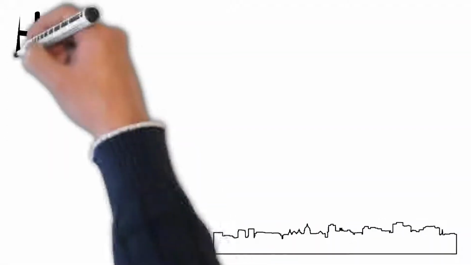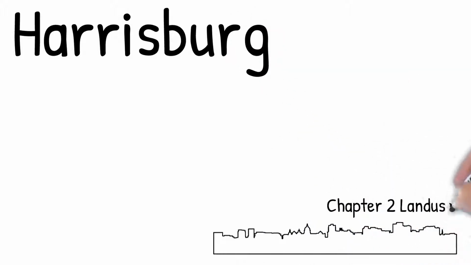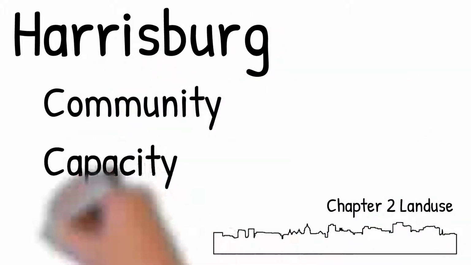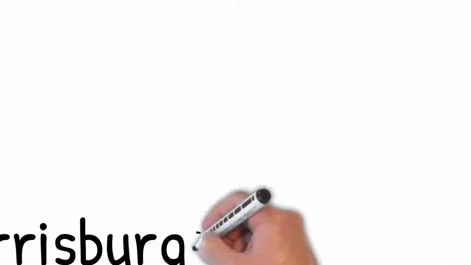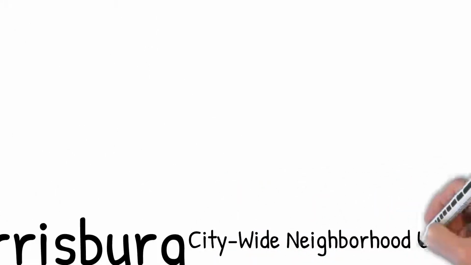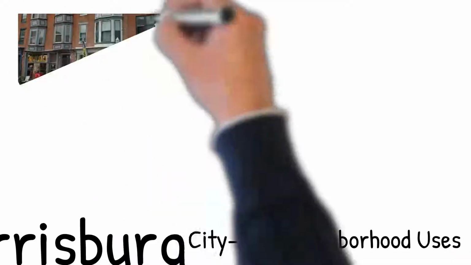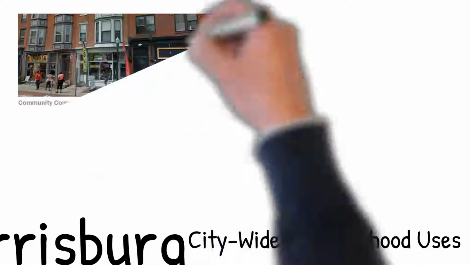This is week 7, and this week we're going to continue on chapter 2, Land Use, and we'll be focusing on the discussion of classifications of office space. Looking at the neighborhood uses, the citywide neighborhood uses, this is within the neighborhoods. We've got a community commercial, so we've got the mixed use of having a restaurant and housing above.